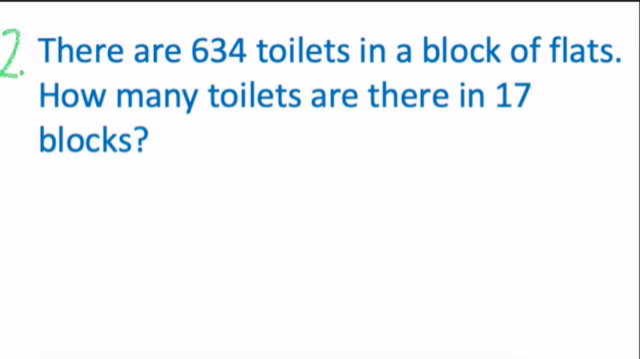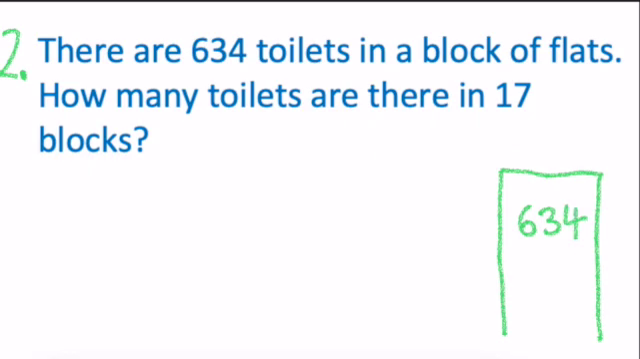Okay, there's number 2. I'll read it to you. There are 634 toilets in a block of flats. So just imagine here is a block of flats, right? And there are 634 toilets in that block of flats. How many toilets are there in 17 blocks? So here's one block. Imagine I've got 17 of those blocks. So have a think, which operation do you need to solve this? Press pause while you work it out.